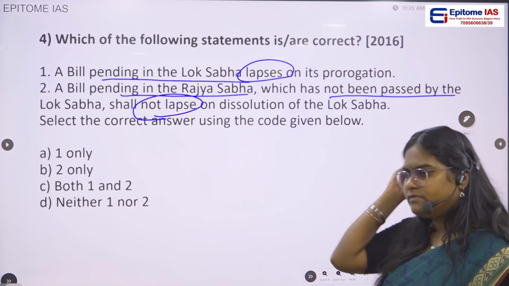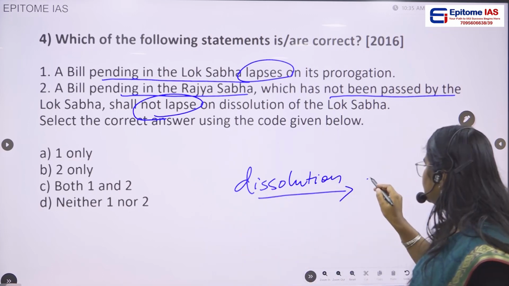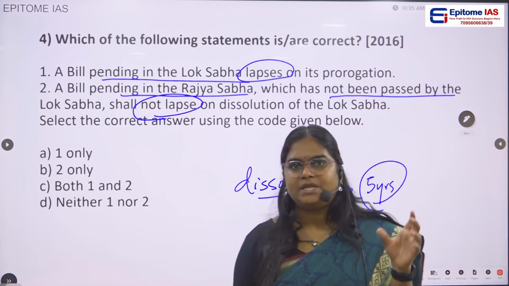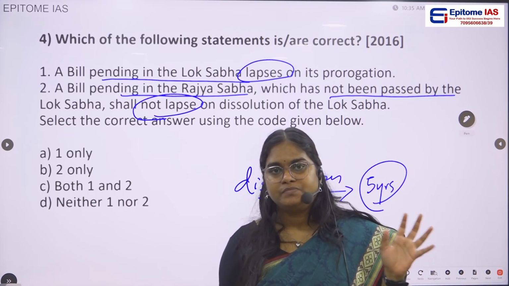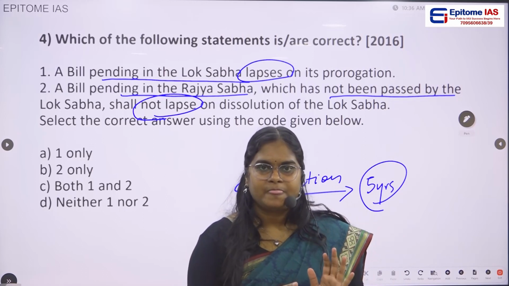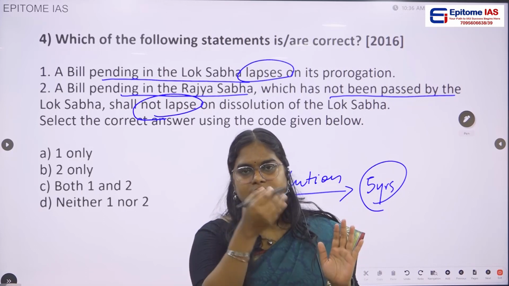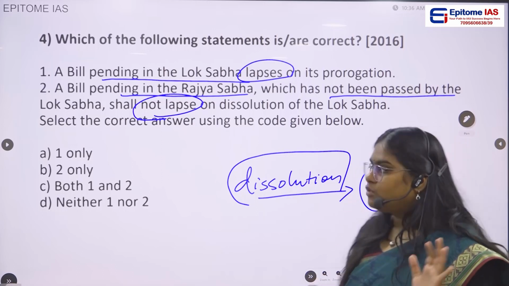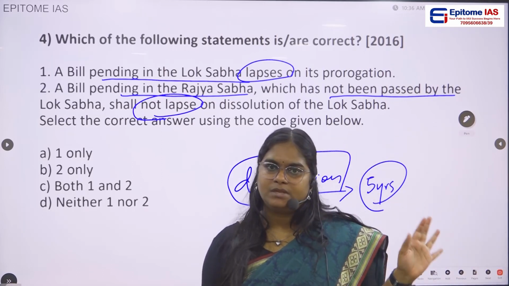So usually we know that the Lok Sabha goes through dissolution once every 5 years, and sometimes it also goes through premature dissolution before the completion of the 5 year term. So what they are asking in the question is, whenever a particular bill is pending in the parliament, there are different cases. During the time of dissolution of Lok Sabha, we are talking about the Lok Sabha, so will the bill lapse or will the bill be there?